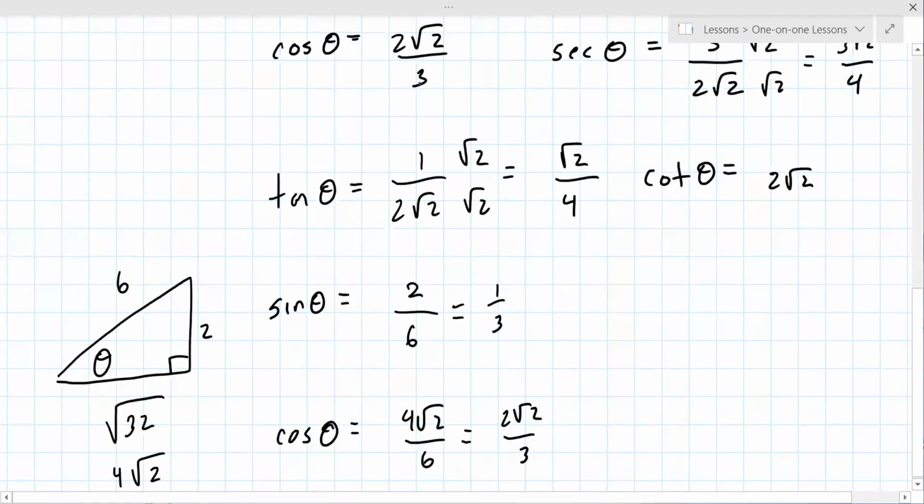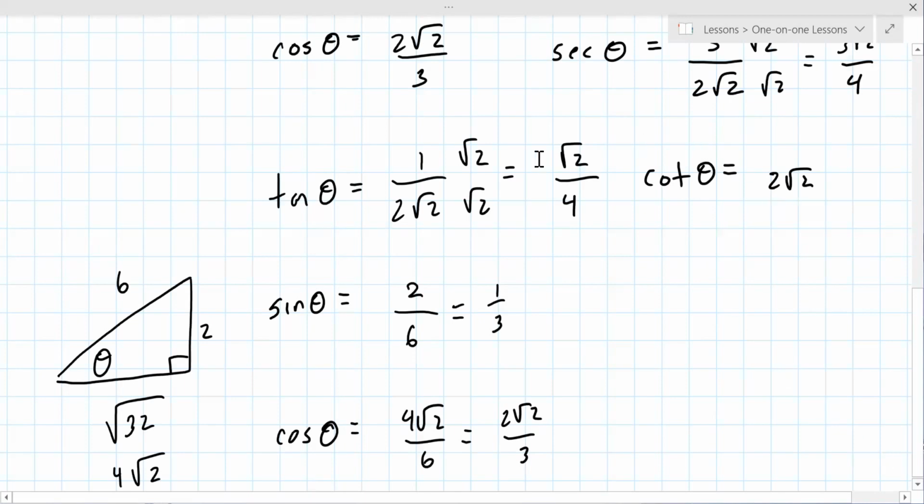And so what they're trying to get you to see here, and we can do the rest of them, but they're the same, is that the triangles, if they have the same ratios, they have the same sine, cosine, tangent. And that's because the triangles are similar.